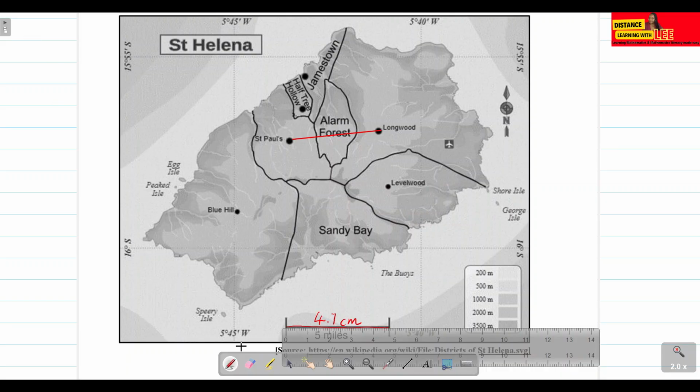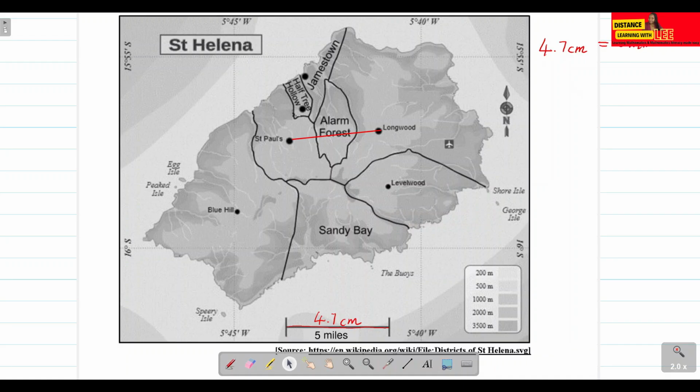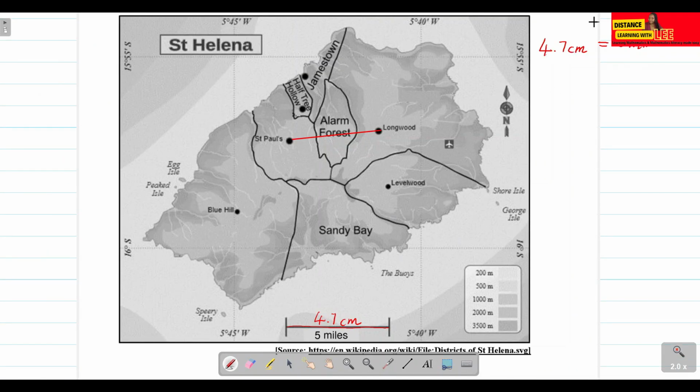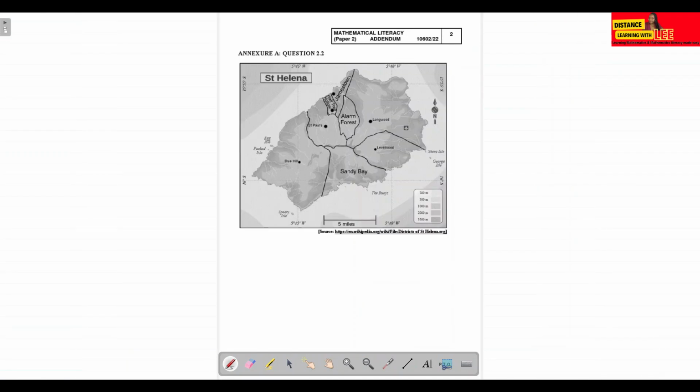So what does that mean? It basically means that 4.7 centimeters on the page is equal to 5 miles in real life. Okay, so I'm basically going to use this to help me now get the actual distance from St. Paul's to Longwood. I'm going to keep my answer like this because I'm showing you guys how you're supposed to work out your answer. So don't panic. I'm just showing you how you're supposed to solve this. This basically means, remember, I showed you that 4.7 is equal to 5 miles. Okay, right?